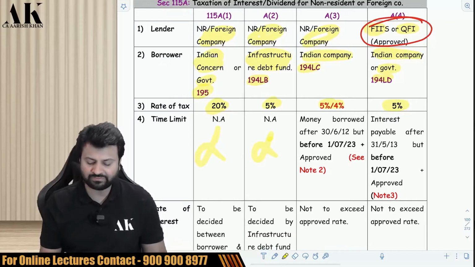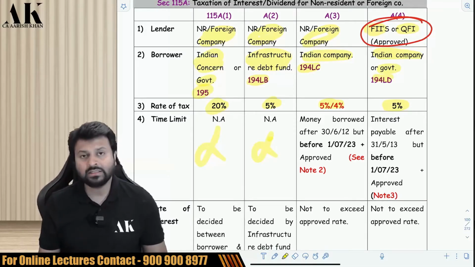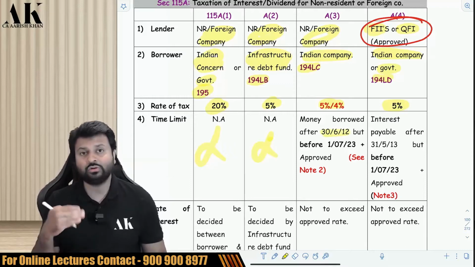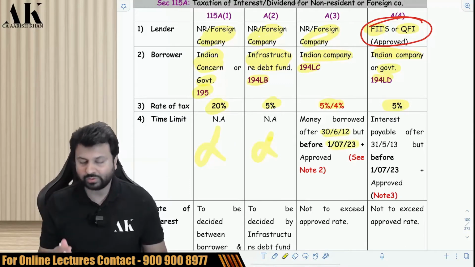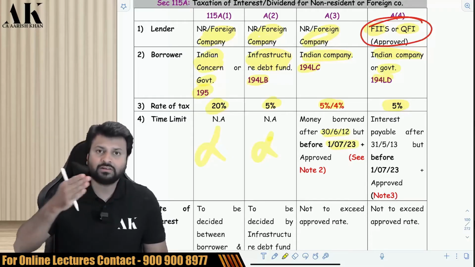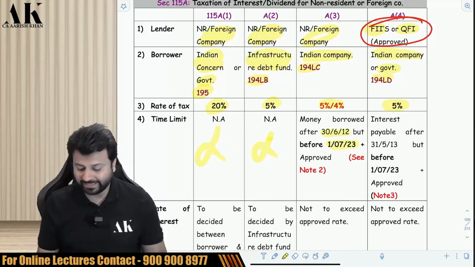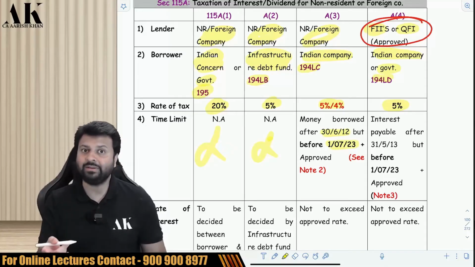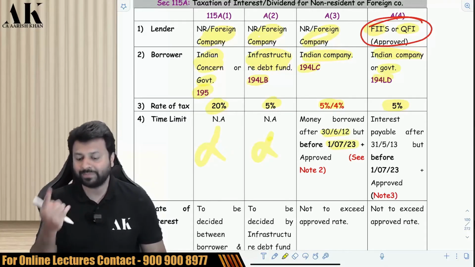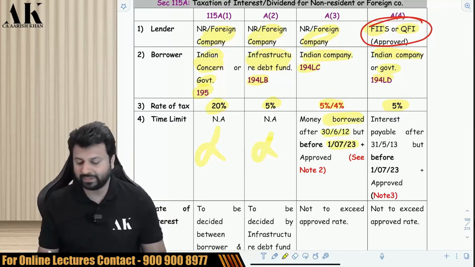There is no time limit in the first two sections, but in the third section there is a time limit: the money has to be borrowed after 30th June 2012 but before 1st July 2023. So the money has to be borrowed between these 11 years. But in the fourth section there is a time limit, but that time limit is applicable to a different parameter.